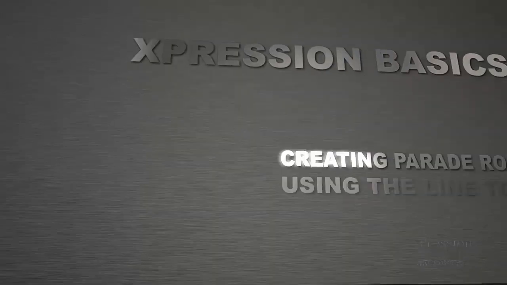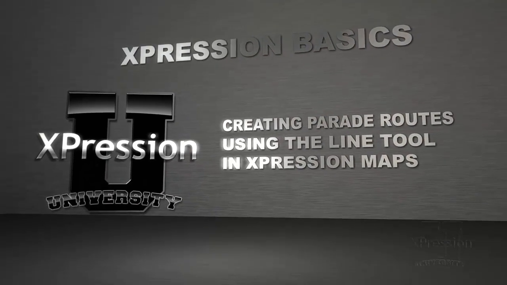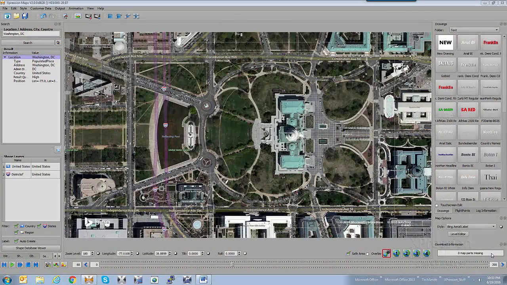Hello, this is Patrick from XPression, and I'd like to go over how to use the line tool within XPression Maps. You're looking at the XPression Maps interface, and what I have open right now is a Bing satellite image of the Capitol in the United States in Washington, D.C.